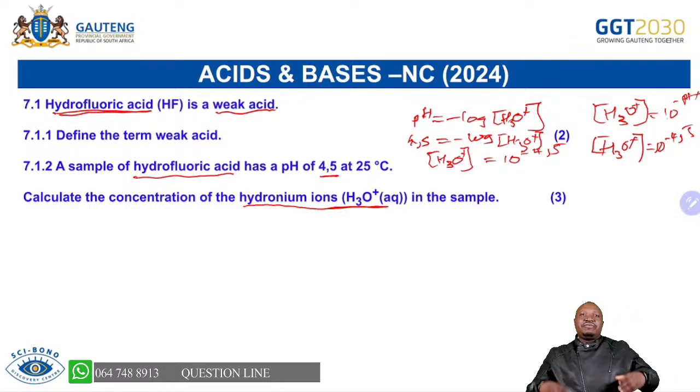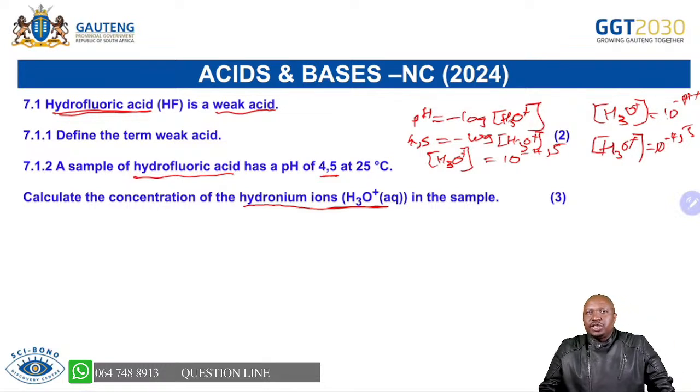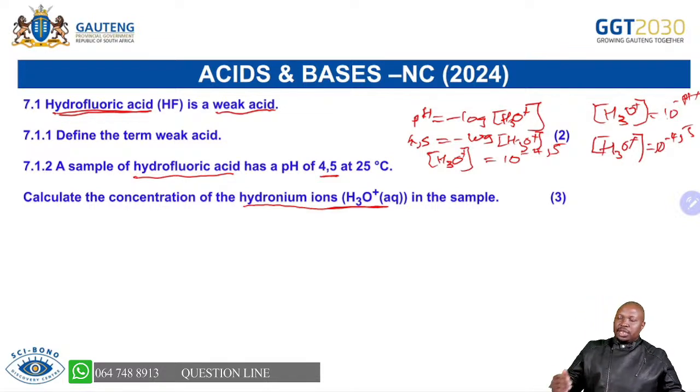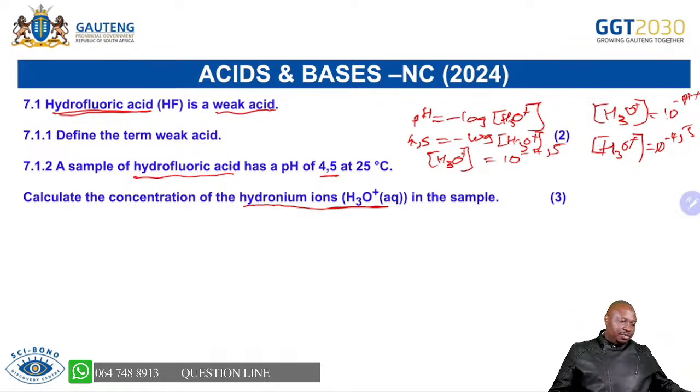On this one, we're given the pH now. We're saying calculate the concentration of the H3O plus, and you write the pH formula as it appears. Always do that. Then you substitute into that formula, and say the concentration of H3O plus is equal to 10 to the power of minus pH. You just write minus 4.5. You just use your calculator and get the concentration.